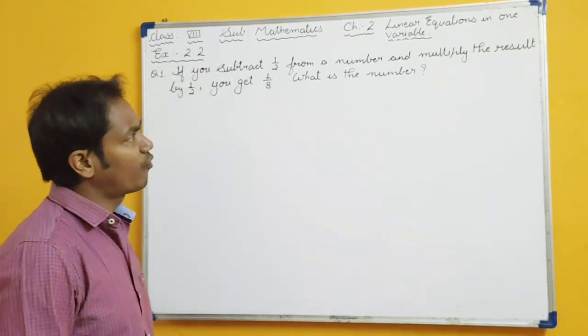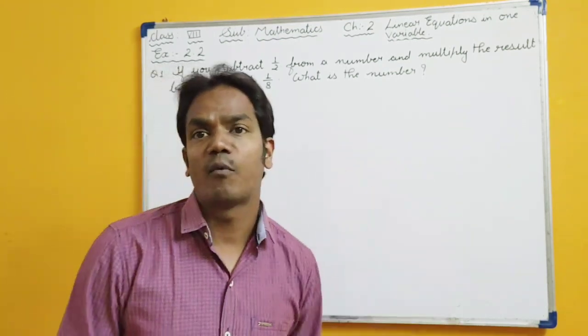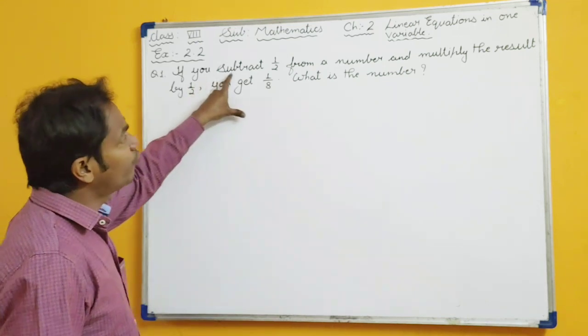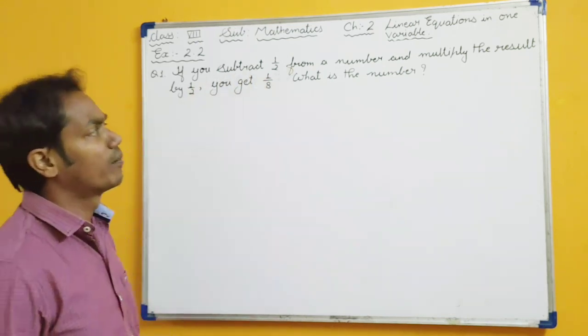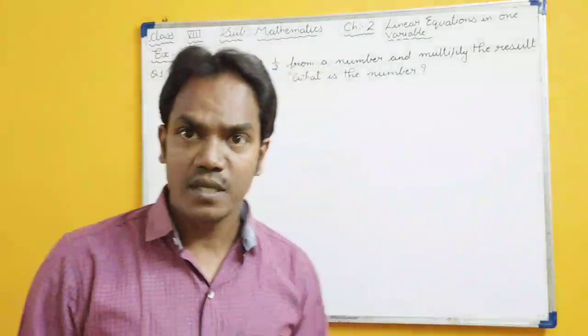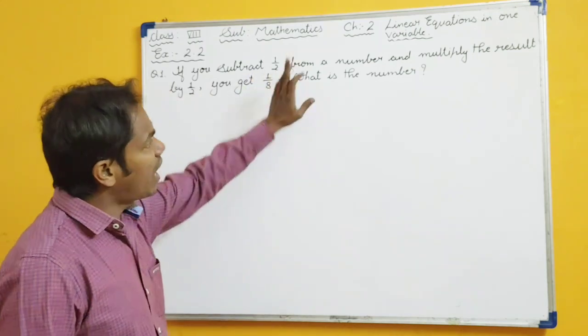If you subtract half from a number and multiply the result by half, you get 1 upon 8. What is the number? If you do not understand the question, try to read it 4 to 5 times, and you will definitely come to know the meaning of that question. Subtract half from a number.